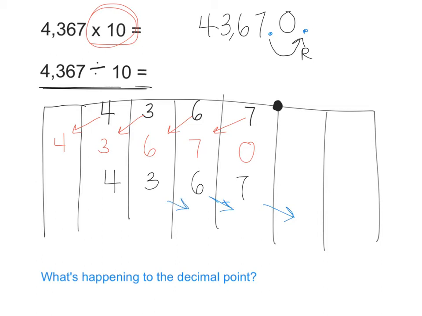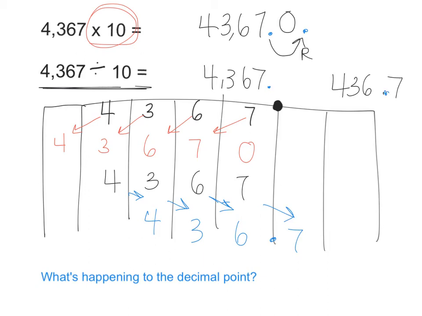Okay. So now I have 436 and 7/10. Let's take a look. My original number, 4,367, where was the decimal point? After the 7. And in my new answer, I have 436.7. So now it's after the 6, isn't it? Yes. So how did the decimal point move? One space to the left.